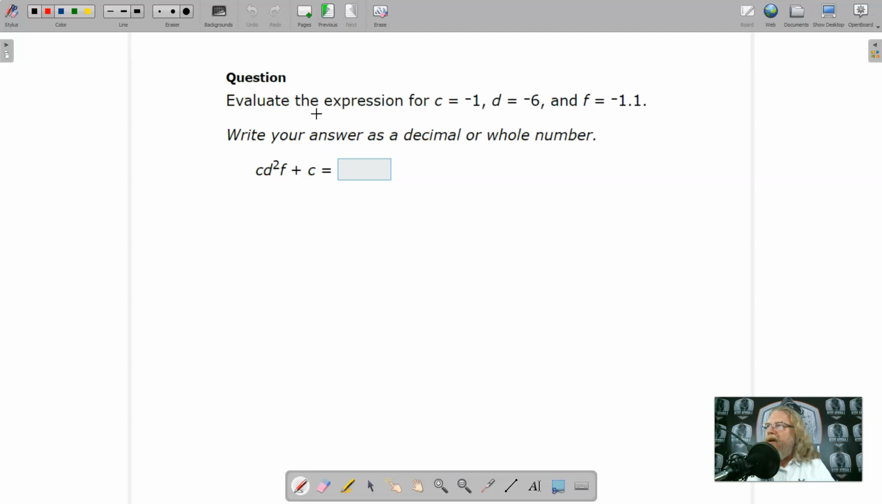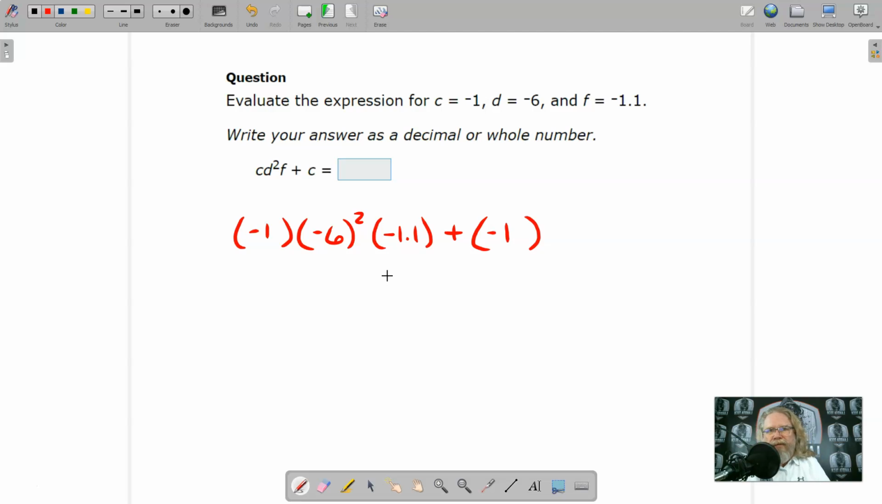Final problem, evaluate the expression for C equals -1, D equals -6, and F equals -1.1. So, wow, a lot of variables there. Let's put in the value for C. Let's put in for D. We want to square that. Put in a parenthesis for F plus the value of C. Let's start substituting our values. C is -1, and it shows up in 2 places. D is -6, and F is -1.1.